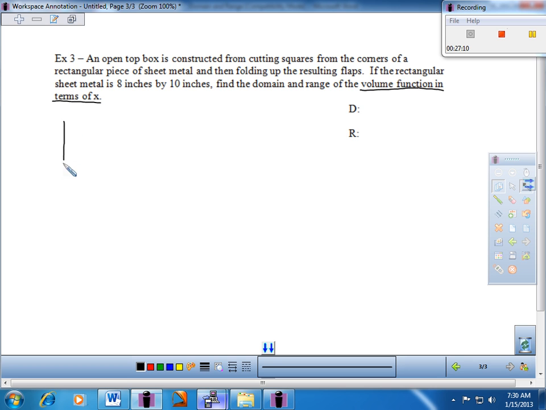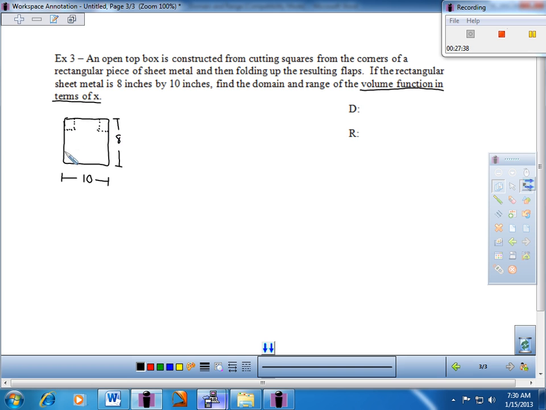We'll probably see this in a couple different contexts before we're all said and done. So we're going to look at this one for the first time just in terms of domain and range. So everyone, if you would, let's start this out. If you can give me a 10 by 8 piece of sheet metal, something like that would do. And the way this is going to work, if you haven't seen this scenario before, is we're basically going to go ahead and cut the squares out from each corner.